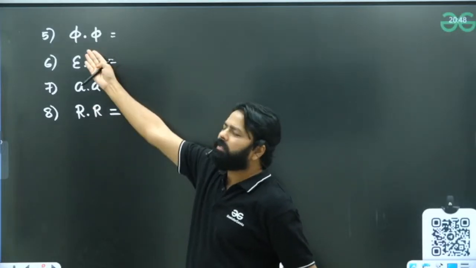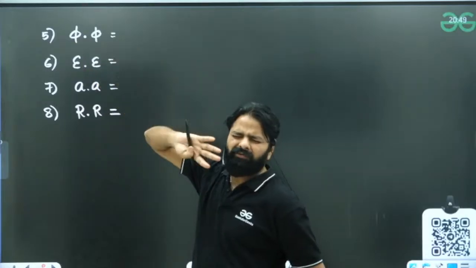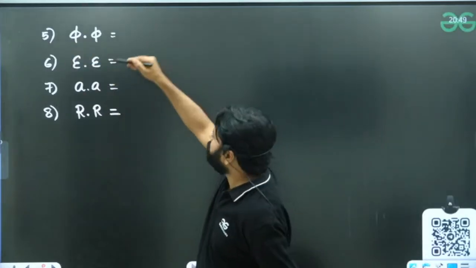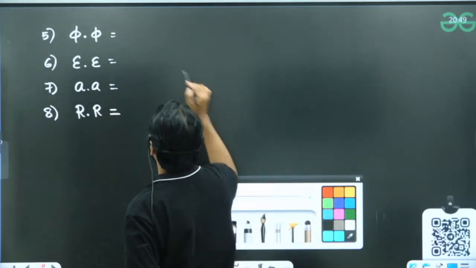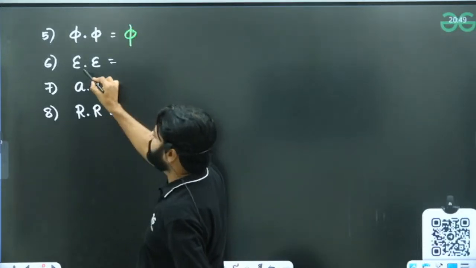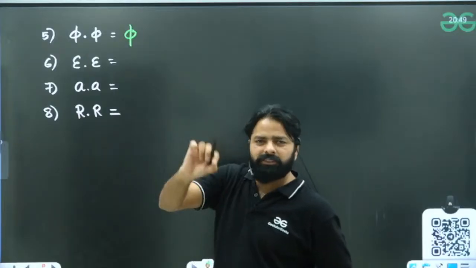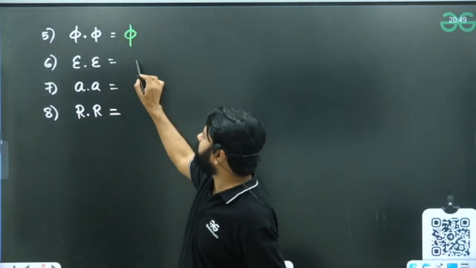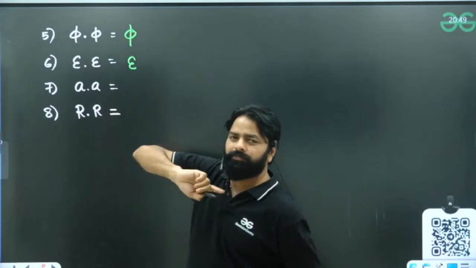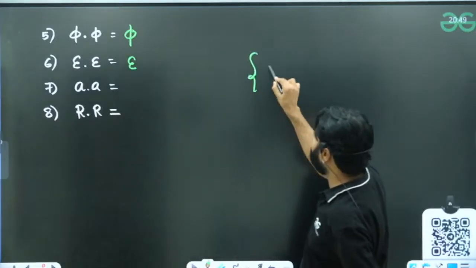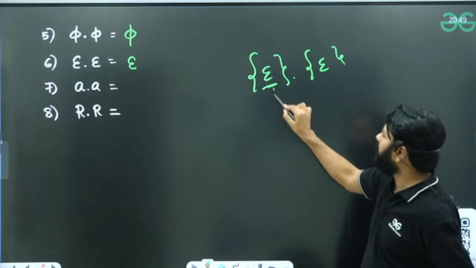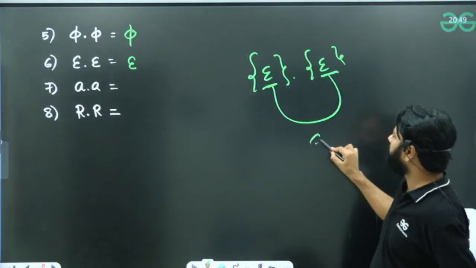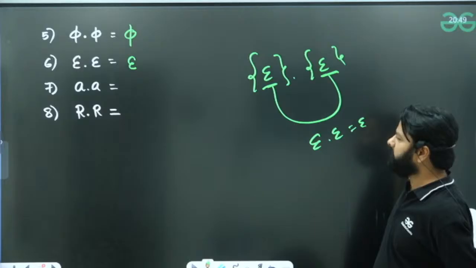Here before the dot you don't have anything. If you don't have anything, you can't form a string, right? So you will get back pi only. And epsilon means 0 symbols. You have 0 symbols followed by 0 symbols, which is 0 symbols only. Just like that, you have epsilon here, dot, epsilon here. You take this string and concatenate with this string. So epsilon dot epsilon is epsilon. Okay.